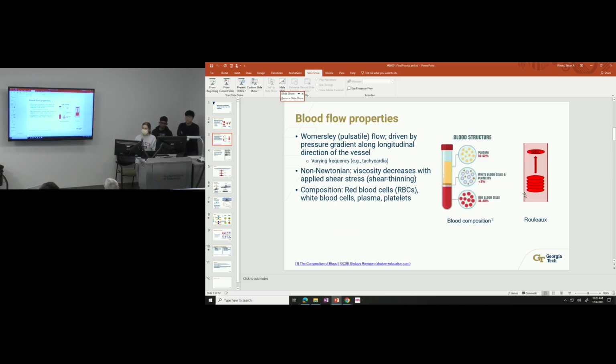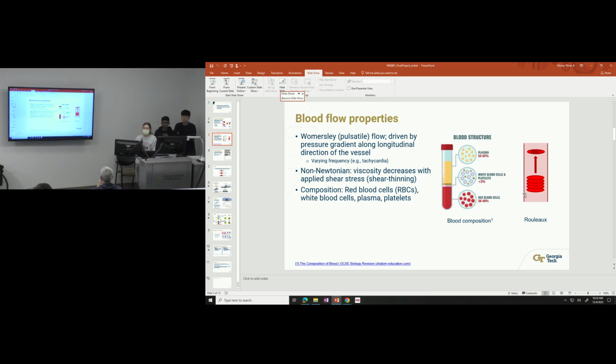So blood has specific properties we had to take into consideration when building our model that we'll be testing, and Annika will get to that in a little bit. So we had to use pulsatile flow, which is driven by pressure gradient in the longitudinal direction of that vessel. If you think about this, it's just as the heart is constantly pumping, that's pretty much what we're taking into account here. And this can vary in frequency. Tachycardia, or an increased heart rate, for example, would be one example of this.